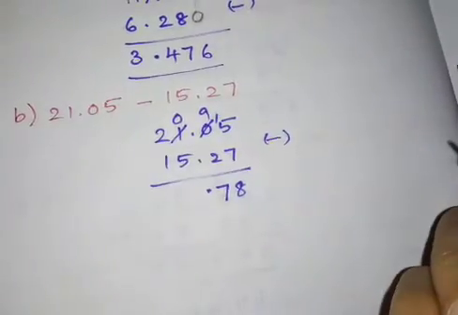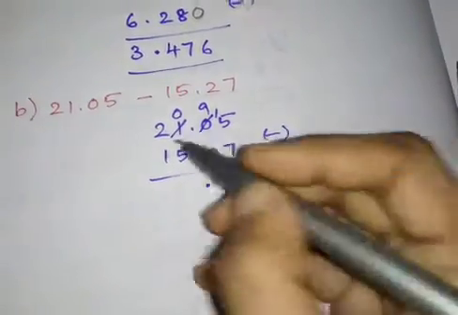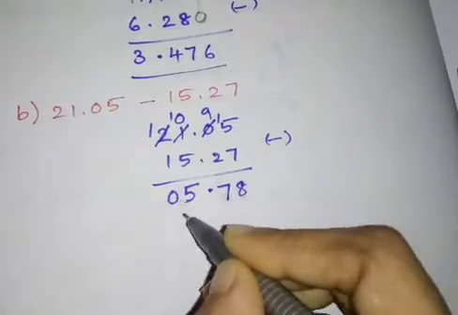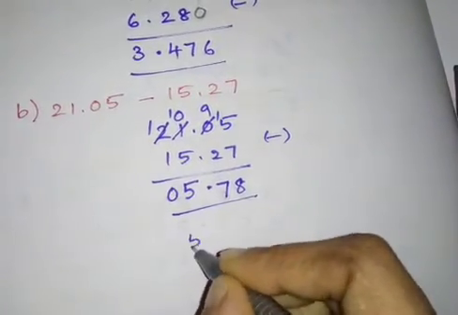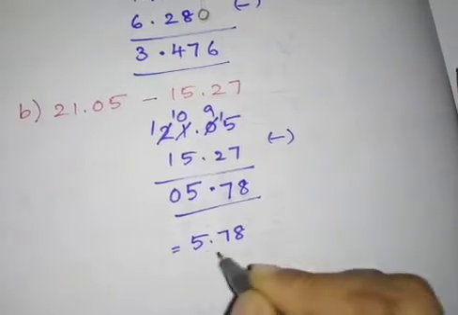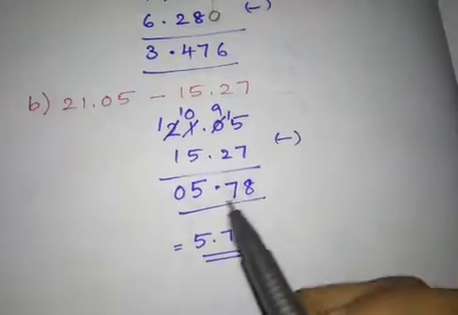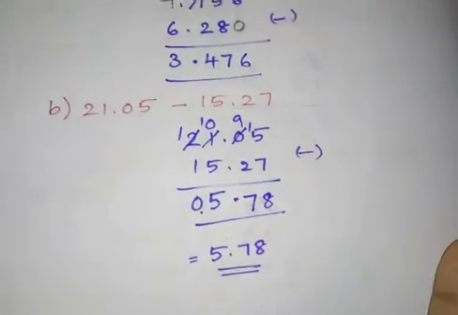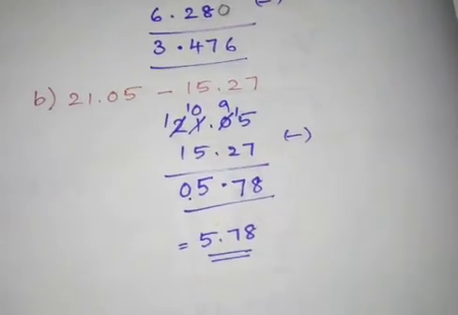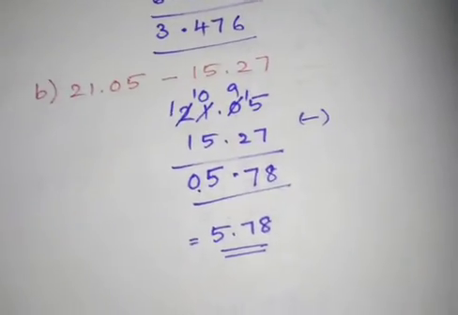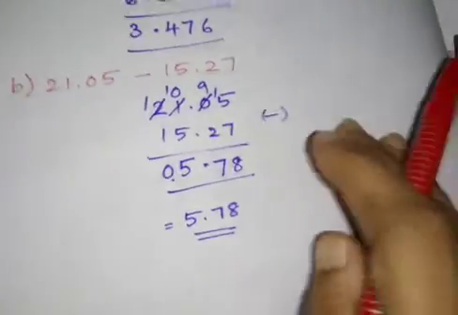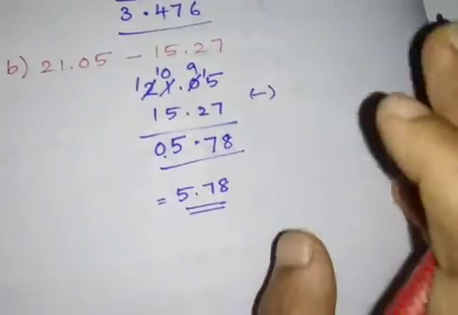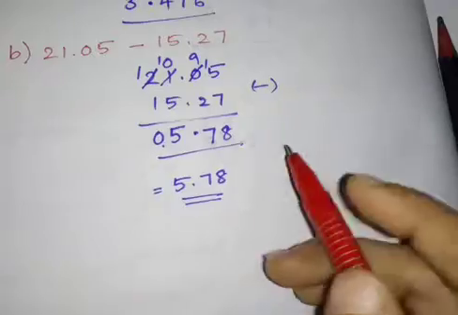0 minus 5, can we do it? No. Upper 1 here. 10 minus 5, 5. Here 0. So what is the answer? 5.78. See, this 0, we don't want to include it. If you want, you can include, but we don't want to, because I told you, if you include 0 in the front, it has no meaning. So the answer is 5.78. Okay, just finding the values like that.